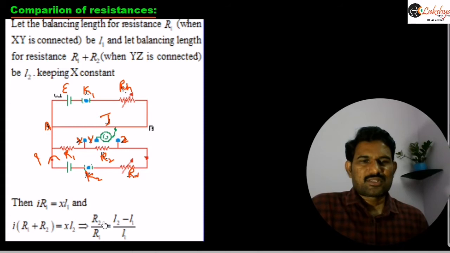So for example, if one of them, R1 or R2, is known to us, then we can find the other unknown resistance also. That is the way of finding the unknown resistance with the help of this potentiometer.